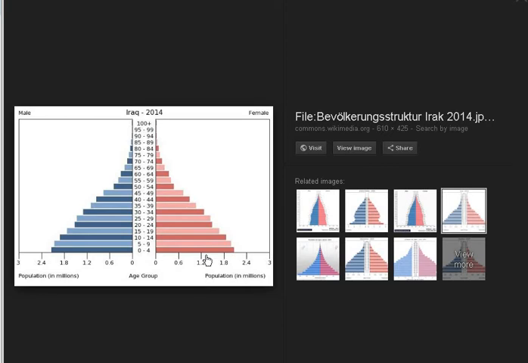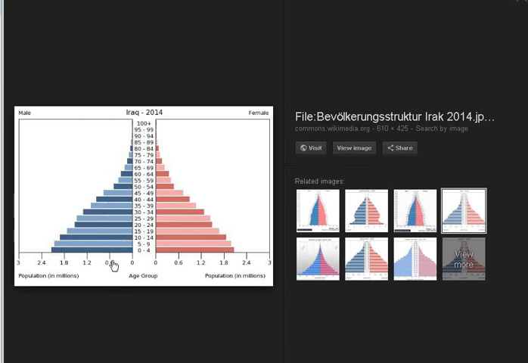And what we look for in the population pyramid is not so much specific numbers, but generalizations. For example, in Iraq in 2004, you're seeing that there are a lot of young people, 0 to 4, 5 to 9, 10 to 14. There's just a lot of people in this area.